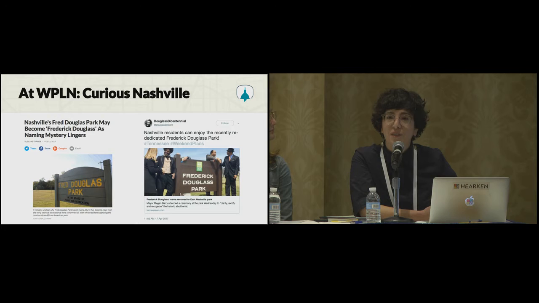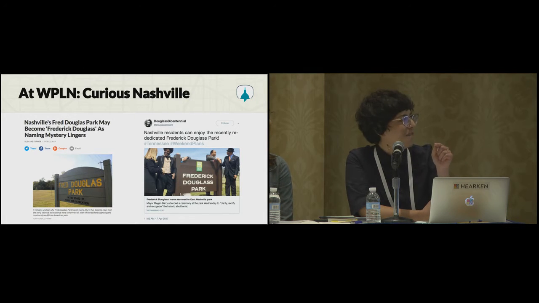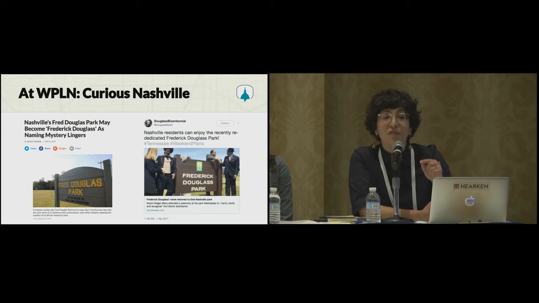So the newsroom started to look into it. Lo and behold, they couldn't find a Fred Douglass of note. They ended up going to the archives, calling around, going to city council, trying to figure out who this guy was. Well, it turns out, and correct me if I have this wrong, it was actually supposed to be named for Frederick Douglass about 80 years earlier, give or take.